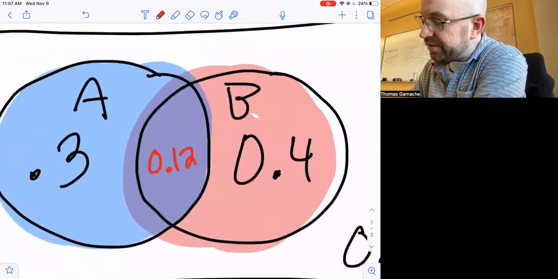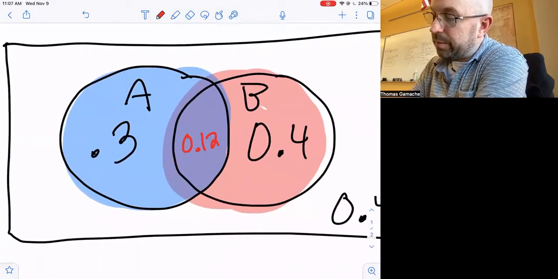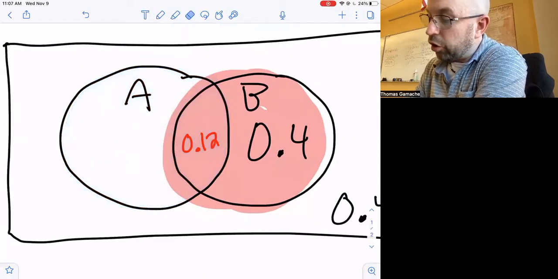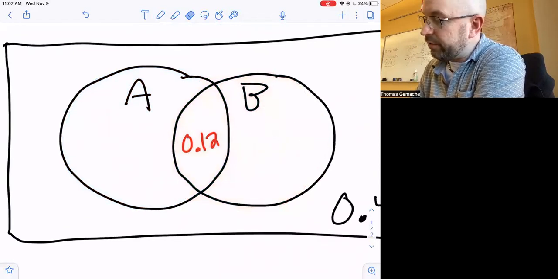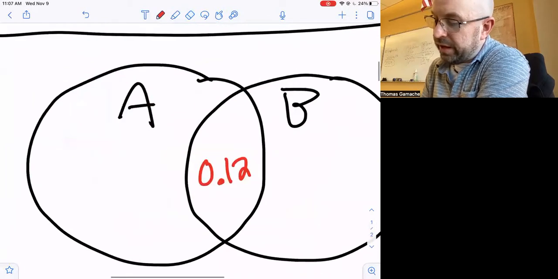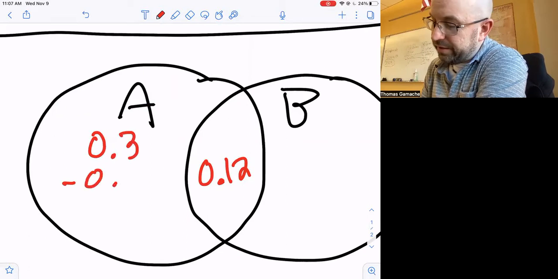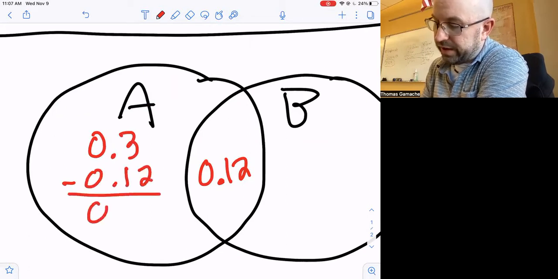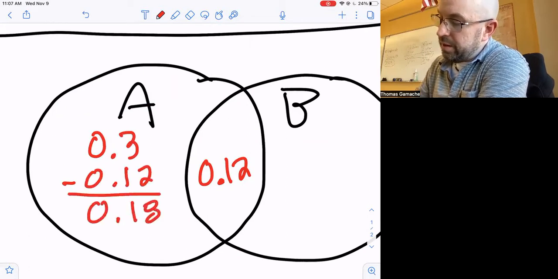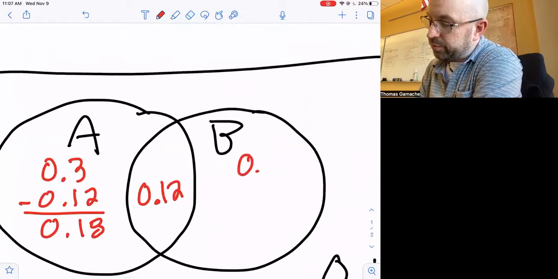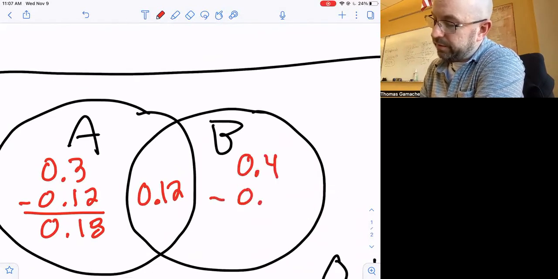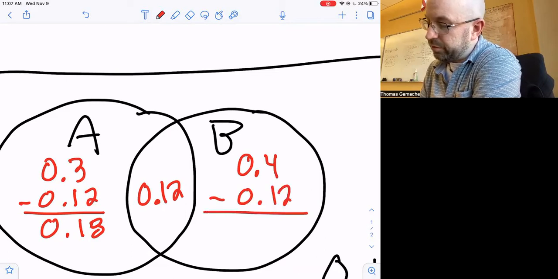Now, I can use that to figure out the probabilities of A and B alone. Since I've already accounted for that overlap, and the probability of A is 0.3, I take away the probability of both happening at the same time, that amount that was counted twice, I get 0.18. And likewise, if I do the probability of B, which is 0.4, subtract the probability of them both happening at the same time, 0.12, I get 0.28.